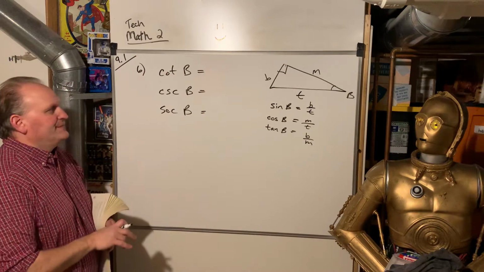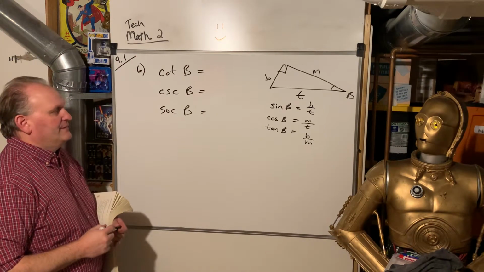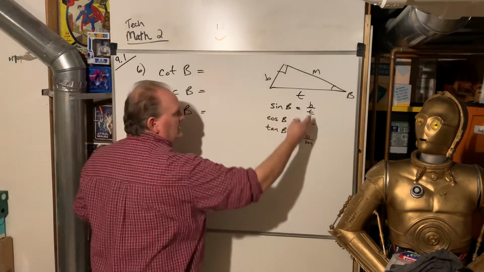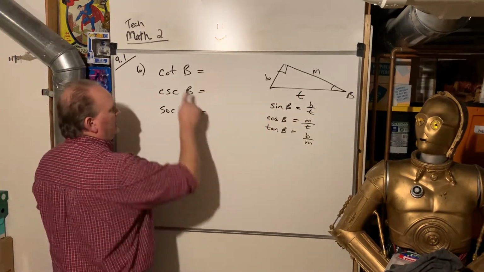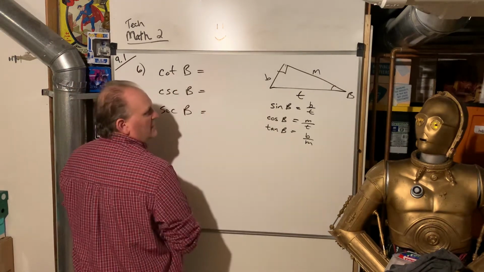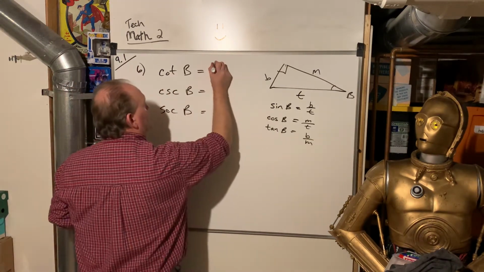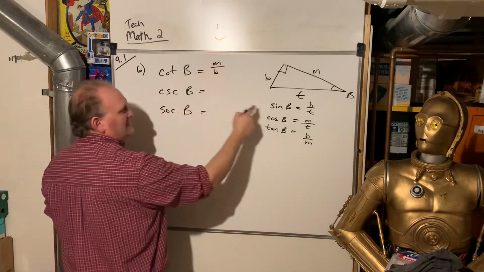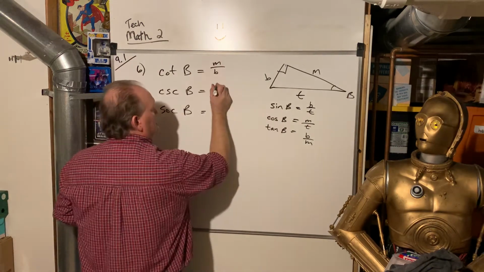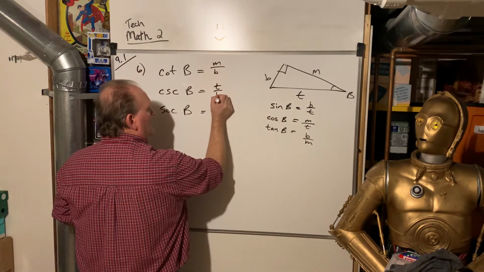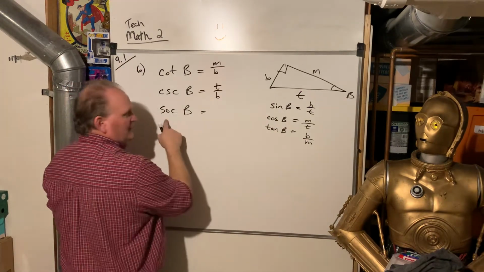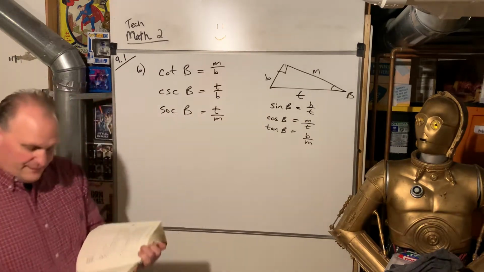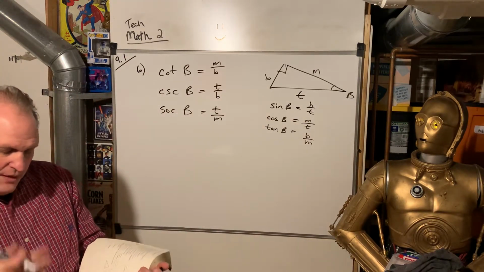Okay? Now, I know they didn't ask for sine, cosine, or tangent, but now when you have these written down, you just have to go, okay, well, cotangent, that's this one. The reciprocal, so M over B. Cosecant, that's the one that goes with sine. So that's T over B. And secant is sort of like cosine spelled backwards. That's T over M. All right. Lovely, lovely.